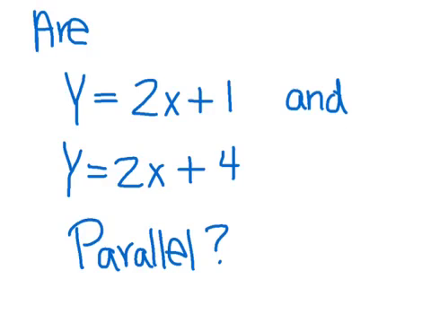Alright, walk by alert. Are y equals 2x plus 1 and y equals 2x plus 4 parallel? Okay, answer is yes. What needs to be the same for our lines to be parallel? The slope. And in this case, our slope for the first equation is 2. Our slope for the second equation is 2. So our lines are parallel, so the answer is yes.